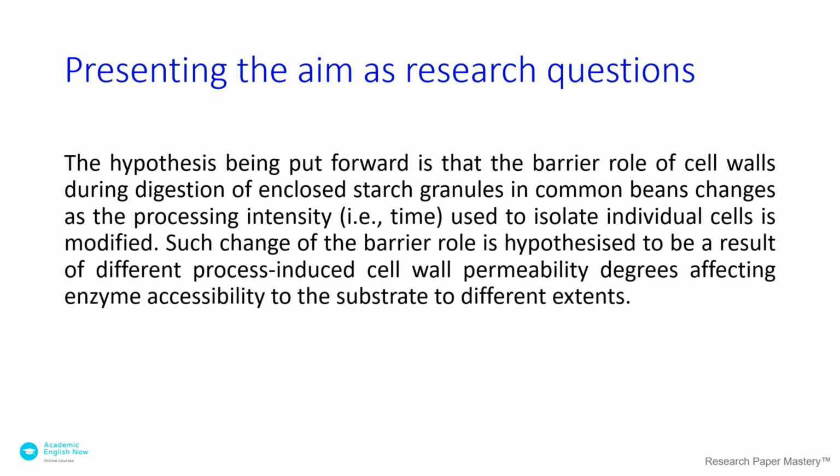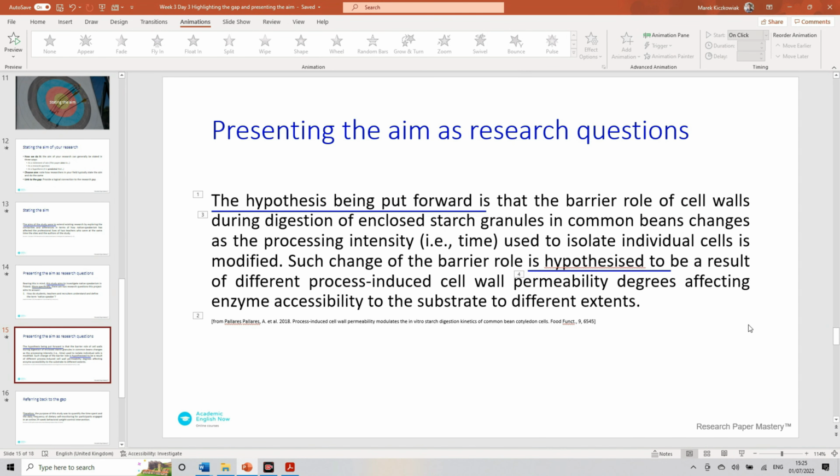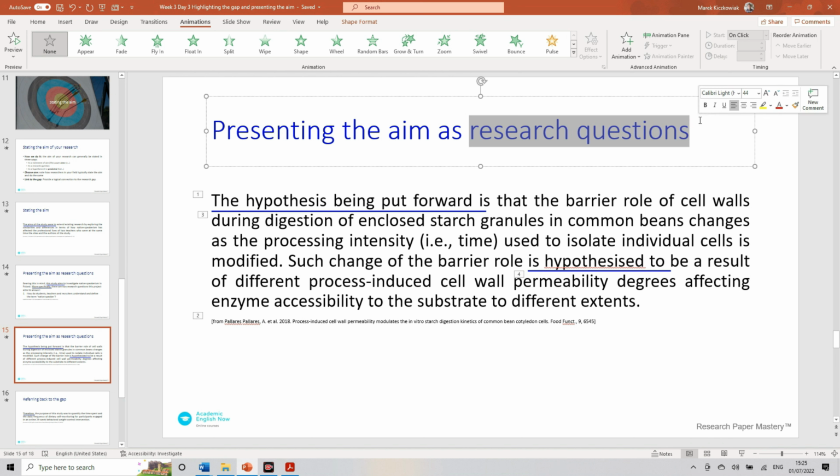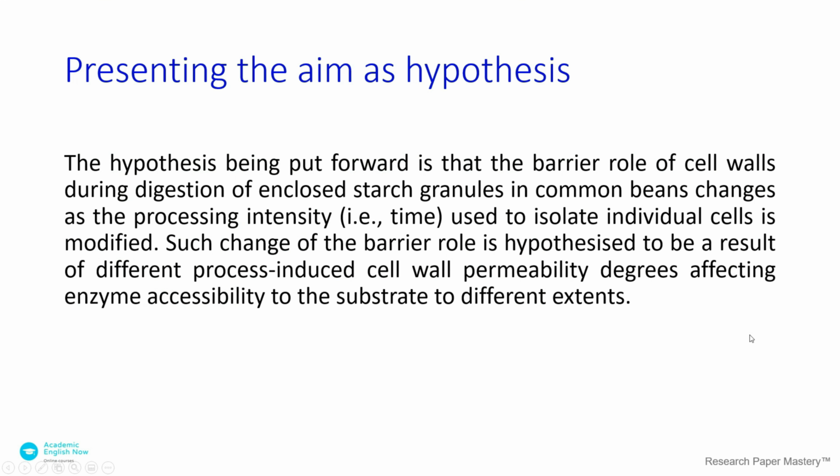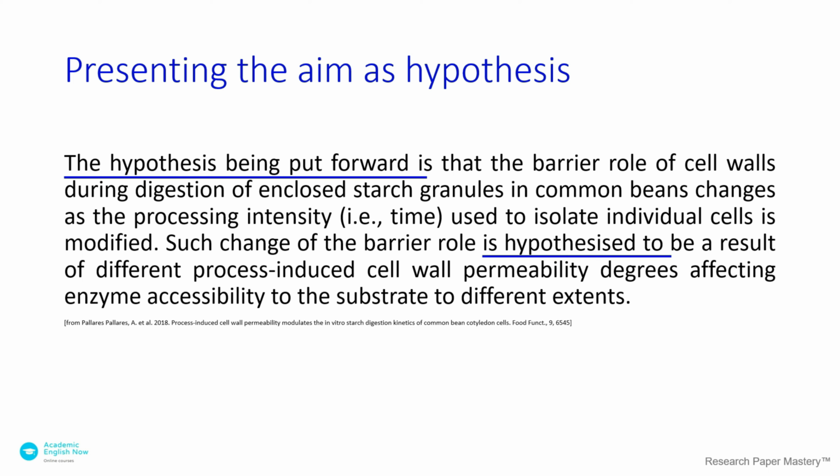And now the third one is presenting the aim not as research questions, sorry, but as a hypothesis. How do we do that? Well, right in here you've got "the hypothesis being put forward is that," right? We state the hypothesis. And then in the second sentence, we've got a second hypothesis: "The barrier role is hypothesized to be..." So that's how you can do this as a hypothesis.